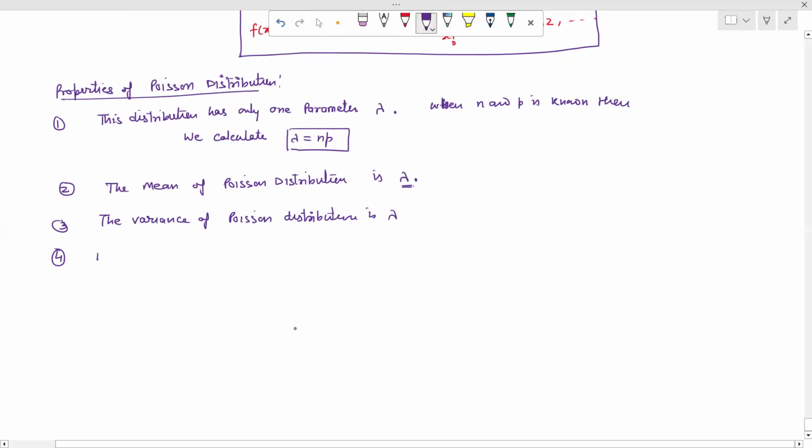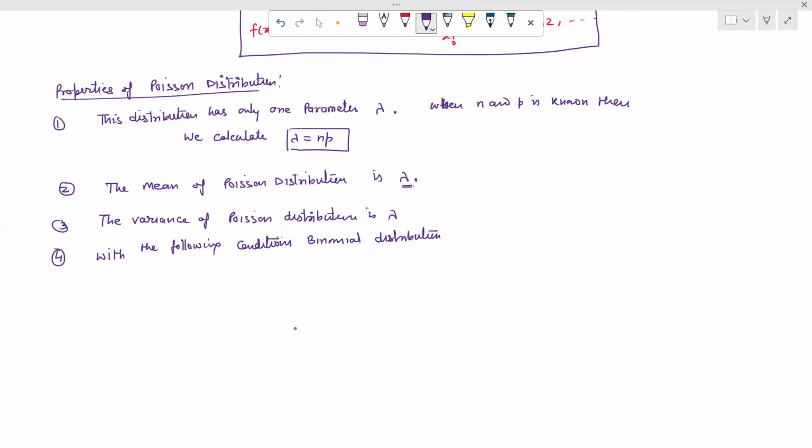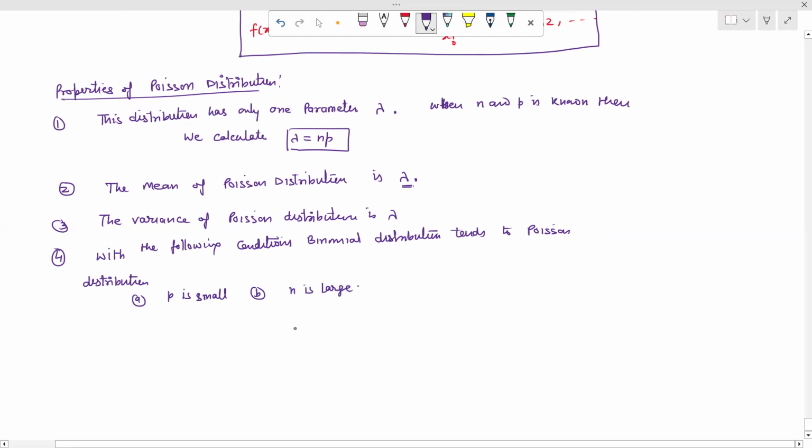So the fourth important thing we write down is with the following conditions: the binomial distribution tends to the Poisson distribution when p is small and n is large. So we remember these things.